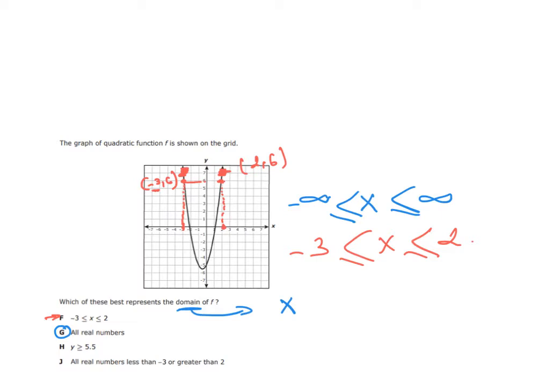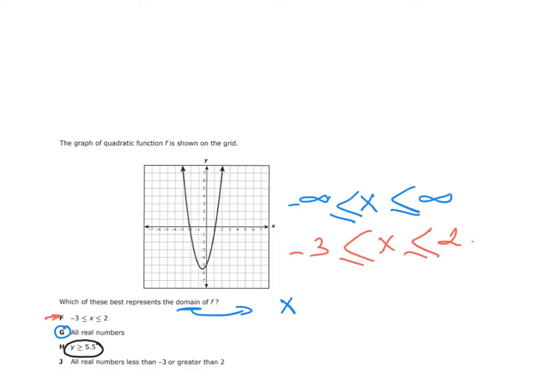I have this one here. That's what I have, right? So I have this graph, which goes from negative infinity all the way to positive infinity. So that's the difference. As you can see, if you want to analyze all the answers here, look at this. I got H here, which says y greater than 5.5.